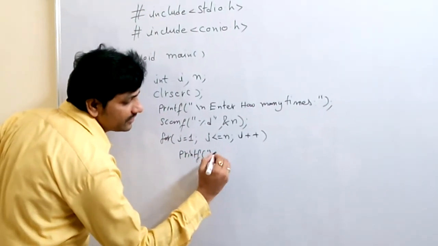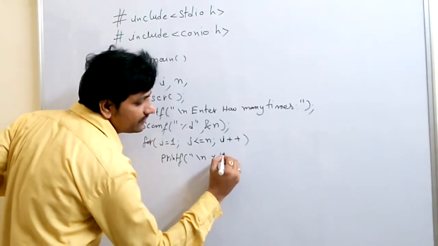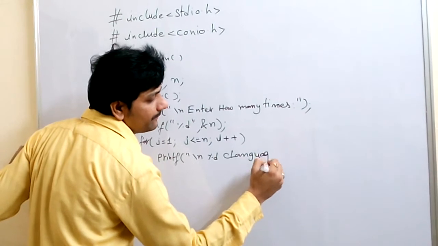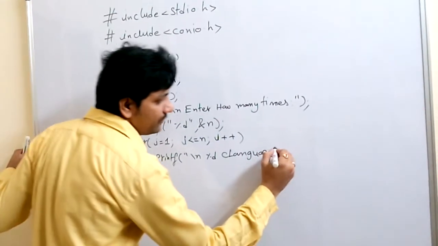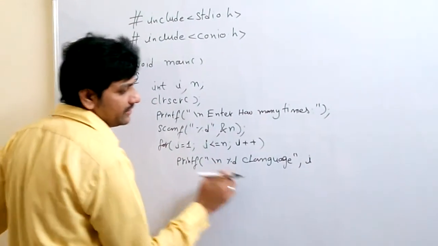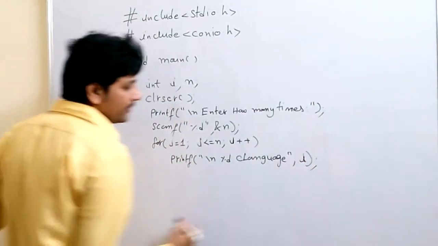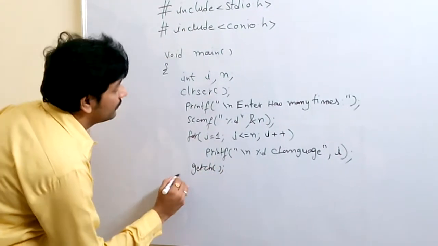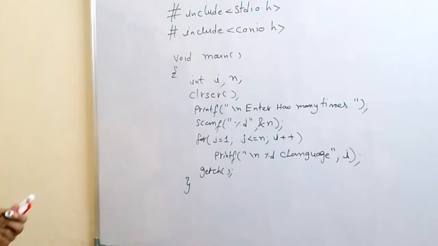Now you are going to display the statement. What is the statement? \n %d C language. Anything you can write. C language. Now comma, in which area is the i value going to be displayed here? i. Okay, so done. And finally getch. So this is the program for number of times.